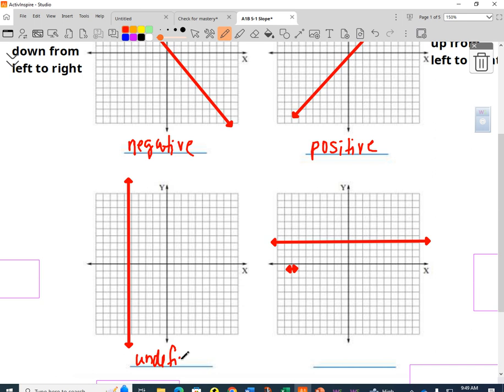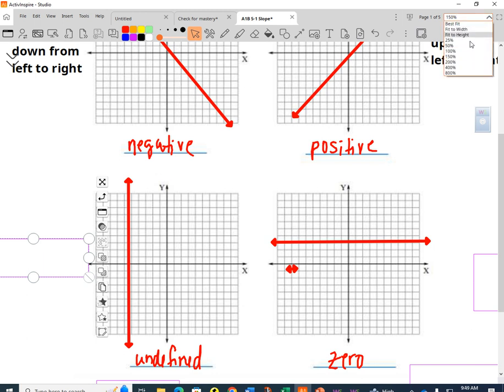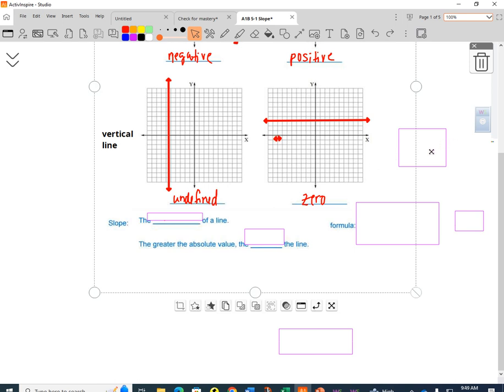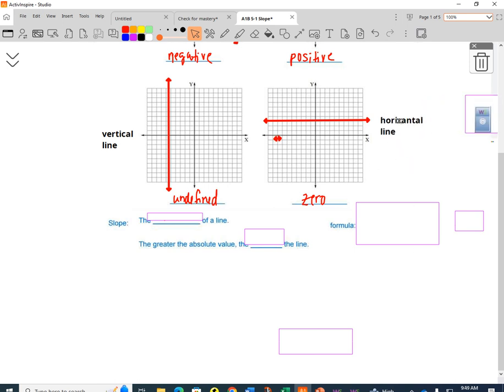You don't actually have to have any work for undefined or zero slope lines, so I'm going to show you an example, and then after that, you won't have to have many more. But what I do need you to know is that one is a vertical line, right? Vertical, we need to start getting used to these terms because we're going to use them a lot. And this flat one is a horizontal line.